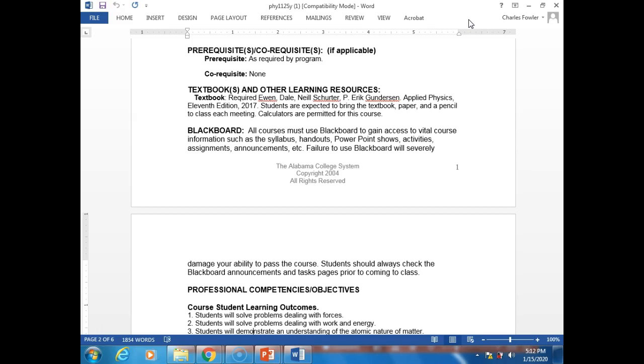Co-requisites, none. The textbook, you didn't see any police while you were out there, did you? Goodness, this is aggravating me.